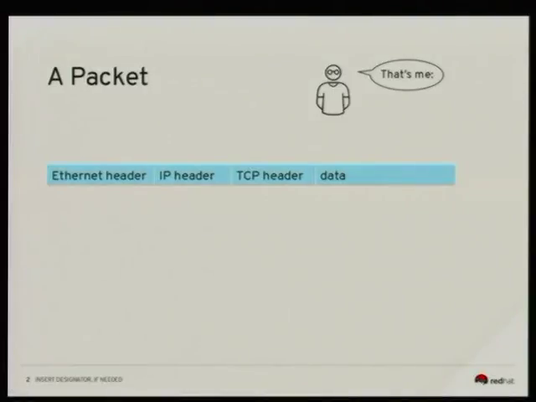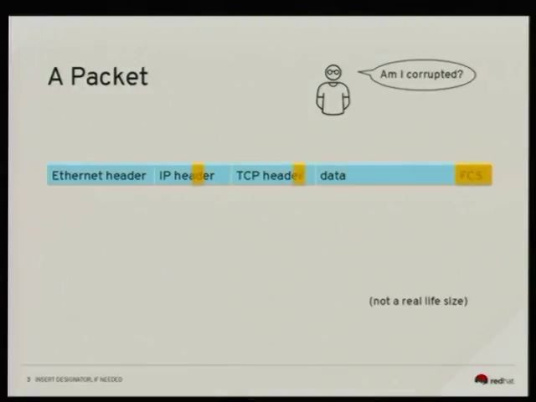But first, we need to say what is the packet. So you have a packet, which consists of several parts. It's data, and before data, there are several headers. It does not have to be three headers, as in this example, but for the sake of simplicity, let's take the simplest case, and that's this TCP packet. So we have Ethernet header, IP header, and TCP header.